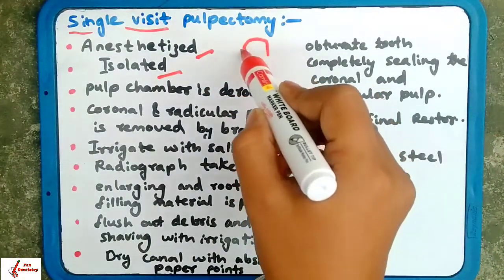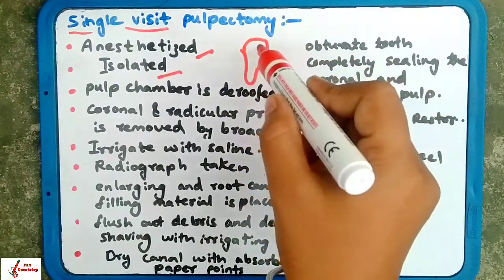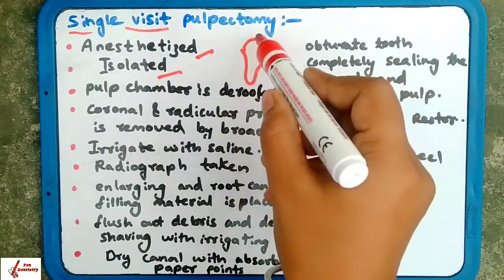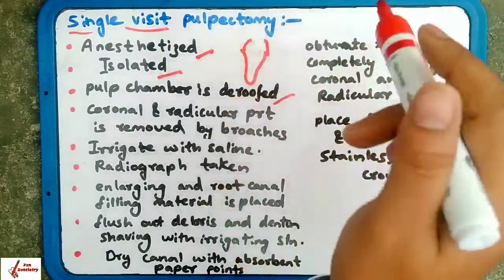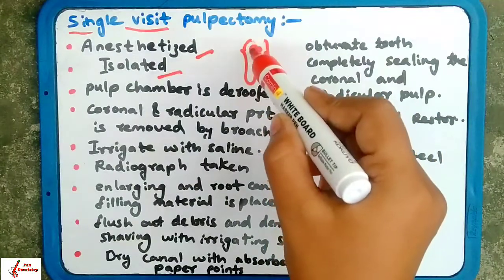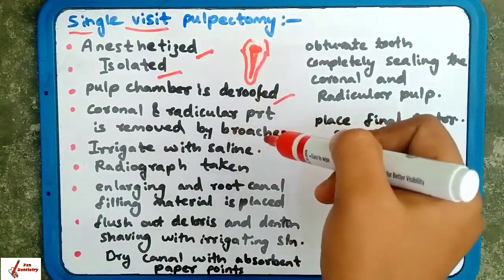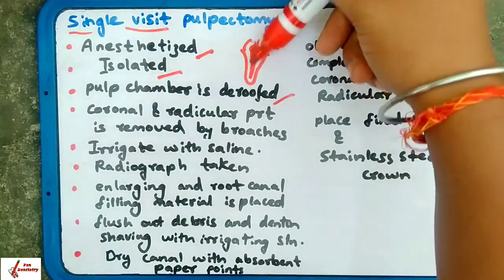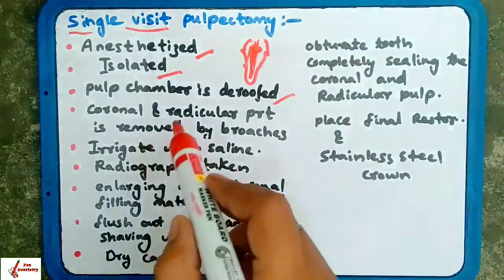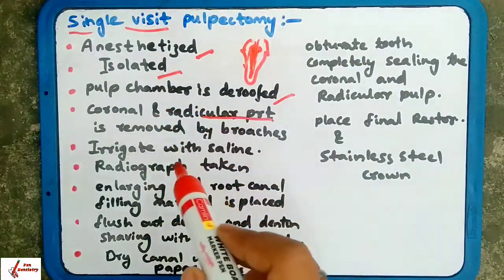This is the tooth I am making. First you will de-roof the tooth from here. Then the coronal and radicular portions are removed by broach. You will use a broach and remove the coronal and radicular part of the pulp.